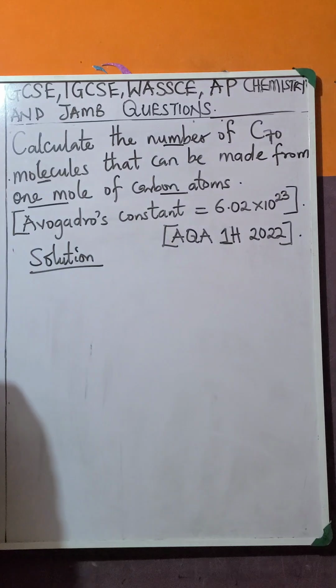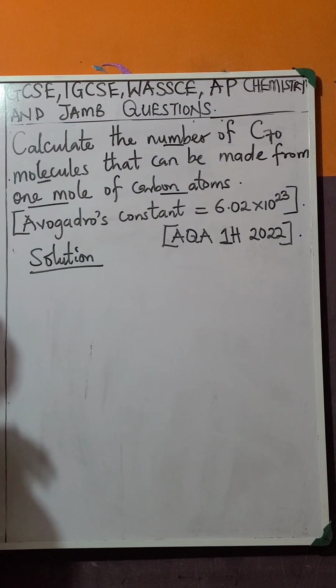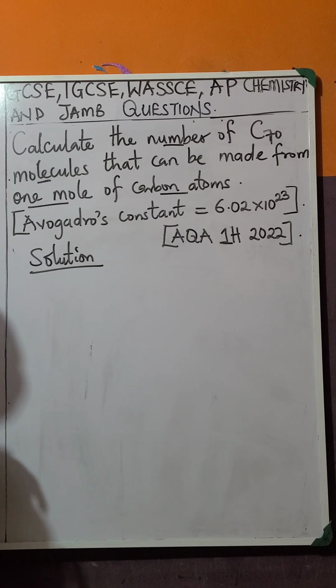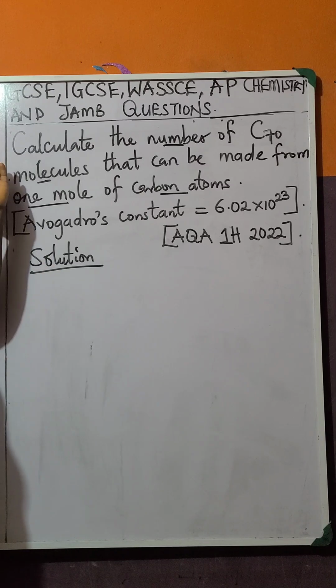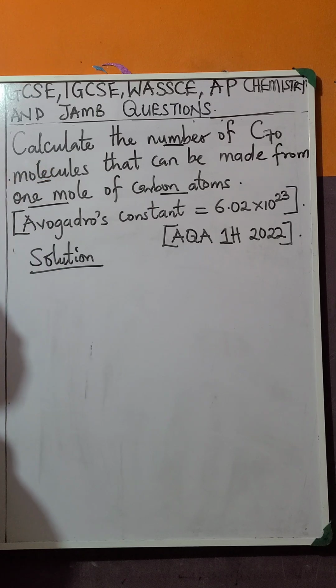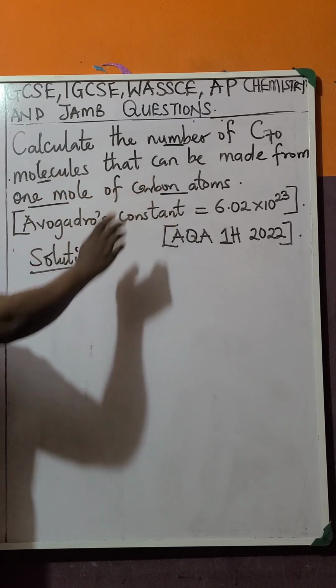So, the question says, calculate the number of C70 molecules that can be made from 1 mole of carbon atoms. And we were given the Avogadro's constant as 6.02 times 10 raised to the power 23. Okay, let's solve. We are asked to calculate the number, and once we hear number of any particle, we think of Avogadro's constant.